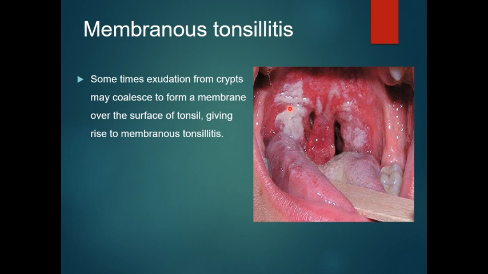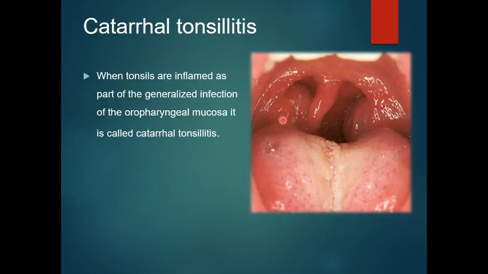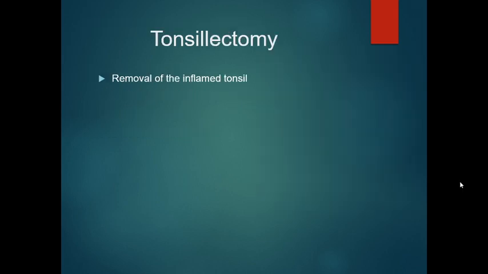Then membranous tonsillitis. Sometimes exudation from the crypts may coalesce to form membrane over the surface of the tonsil, giving rise to membranous tonsillitis. This is whitish membrane over the tonsil. Then catarrhal tonsil. When tonsils are inflamed as a part of generalized infection of the pharyngeal mucosa, it is called catarrhal tonsils. Then tonsillectomy, it is an operation for the removal of inflamed tonsil.